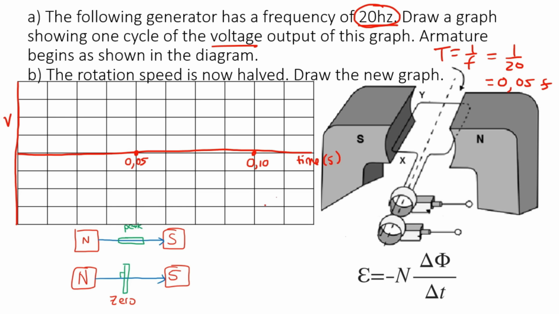Now, we need to know, is it AC or DC? So this is an AC because it's got slip rings. And they said that the armature begins as shown. So if you draw from north to south, and then you look at the armature, it is parallel to that. The armature is not standing up like this, so it's parallel. So that means we're going to start at a peak. Okay, so we'll start at a peak.